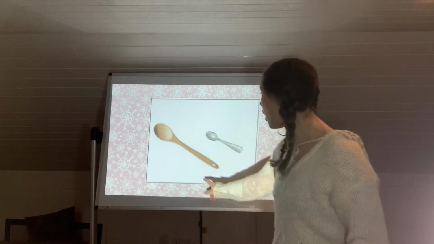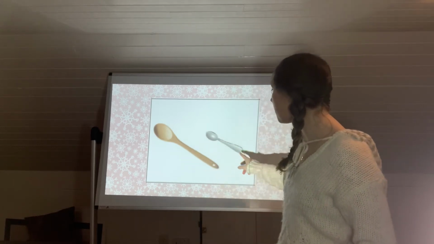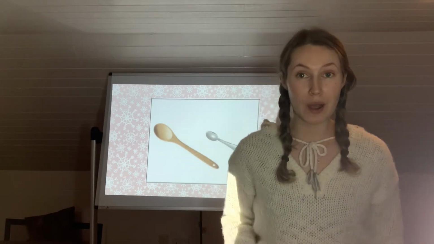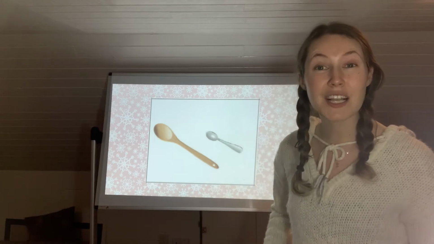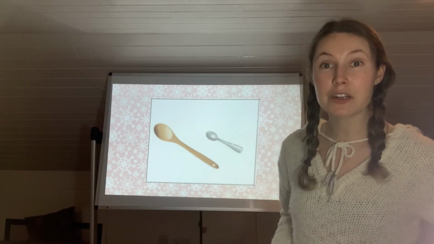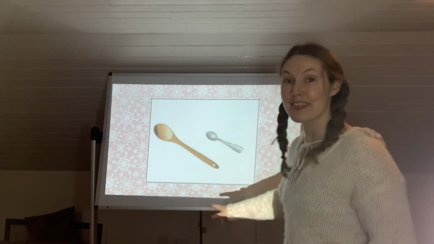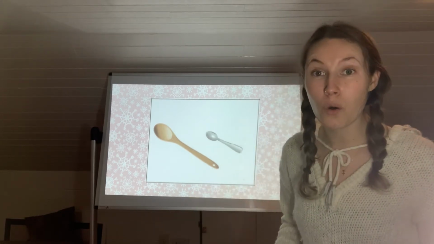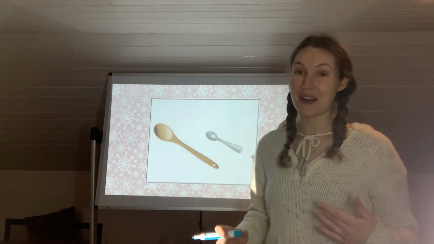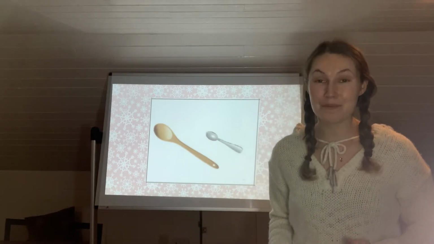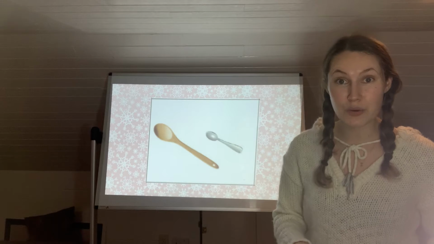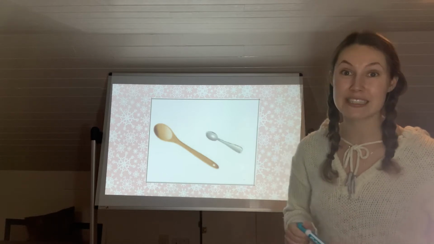Now we have a wooden stirring spoon and a small metal spoon. Which one has a bigger capacity? Which one could we put more into? The big wooden spoon, that could hold more. All right, I think we know what we're doing now. We're going to talk about what you're going to try at home with your objects and pouring.